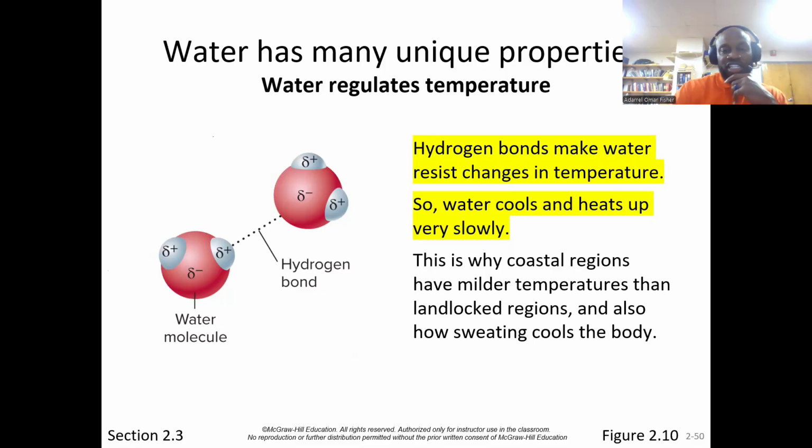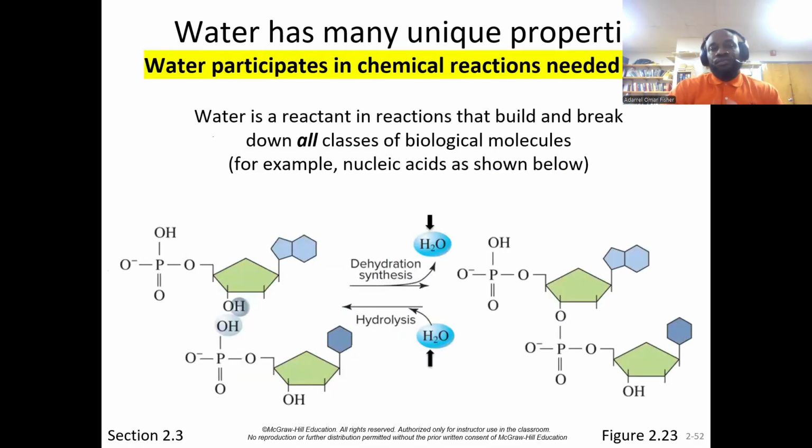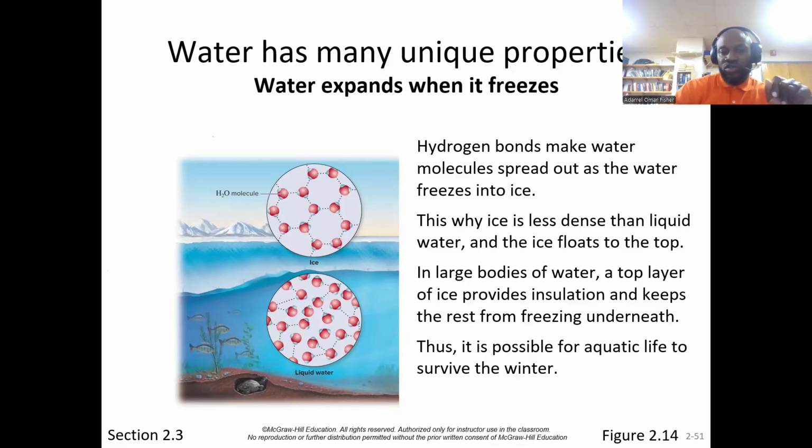As you see here on the slide, this is why coastal regions have milder temperatures, because places that are surrounded by water tend not to have as much fluctuation in temperature as places that don't have water. All right, so that slide is just talking to you about that, and the ability of water to also expand when it does freeze, which is a pretty cool ability of water. It gets bigger when it's frozen.